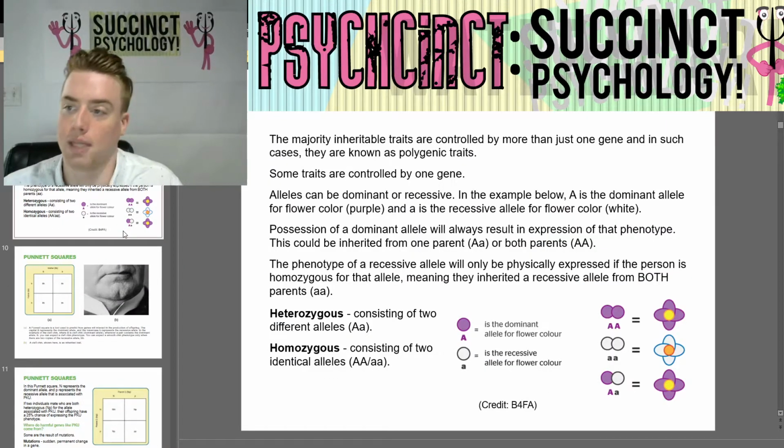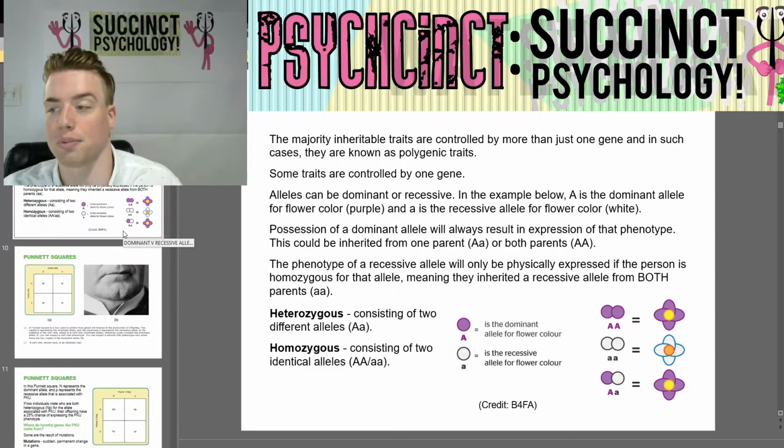Next, we have dominant versus recessive alleles. The majority of inheritable traits are controlled by more than just one gene, and in such cases, they are known as polygenic traits. Some traits are controlled by one gene. Alleles can be dominant or recessive. In the example below, A is the dominant allele for flower color, purple, and lowercase a is the recessive allele for flower color, white.